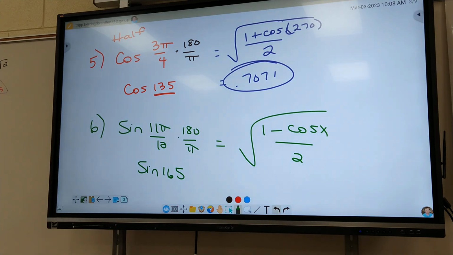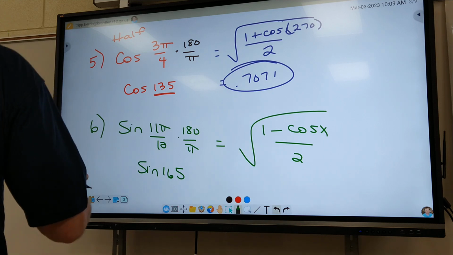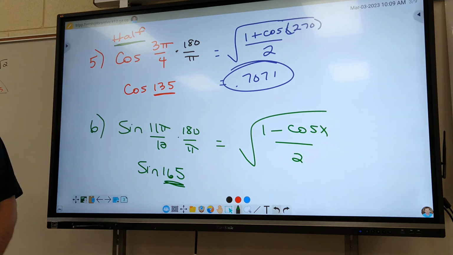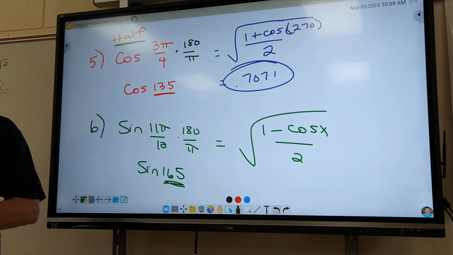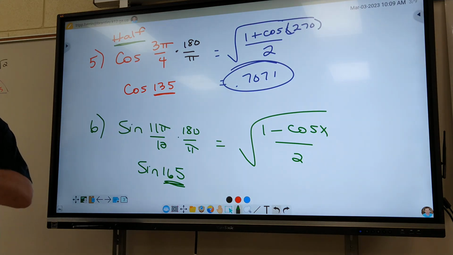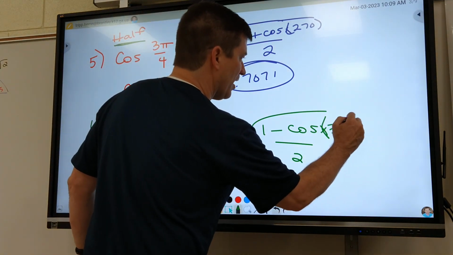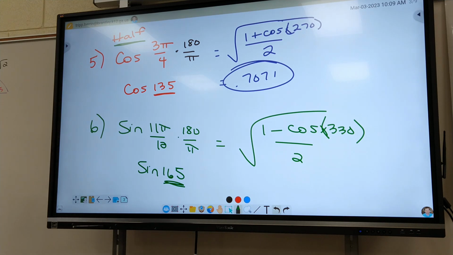All right, so all we have to do, remember, if it says half angle, that is only half the amount you need. How do you find the full amount? Times it by 2. 165 times 2. I got 330. I put 330 in where the x was, and I put it in my calculator, guys. That's all you do on 5 and 6. That's not bad, is it?